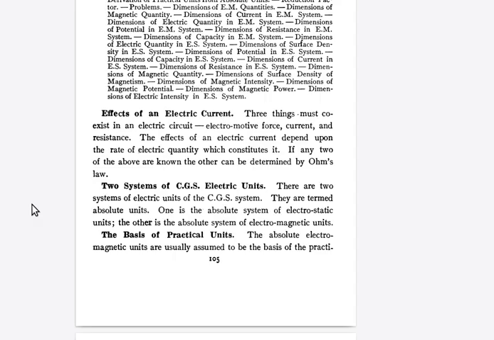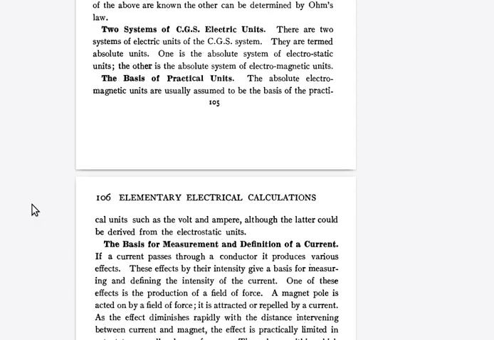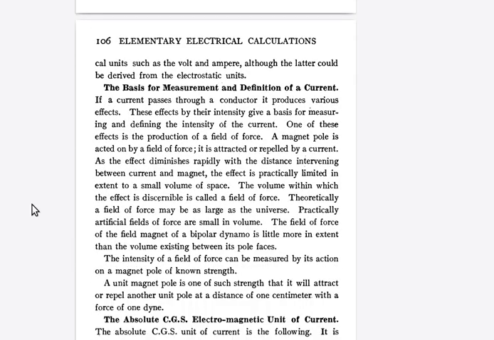The basis of practical units. The absolute electromagnetic units are usually assumed to be the basis of the practical units such as the volt and ampere, although the latter could be derived from the electrostatic units.